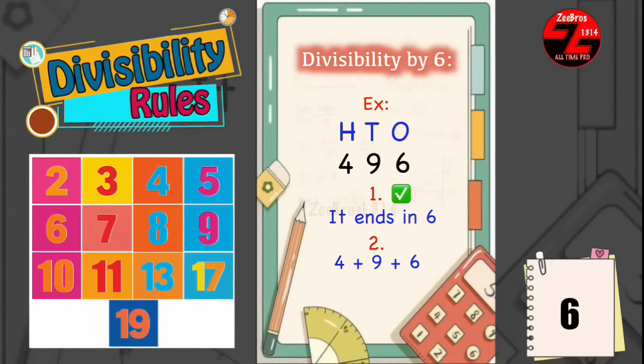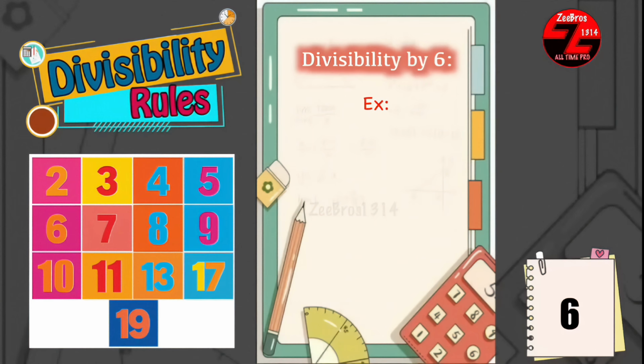When we add all the digits of the number, it makes 19, which does not come under the table of 3. So, this number is not divisible by 3. As both the conditions are not true, the number is not divisible by 6. Here comes one more example.